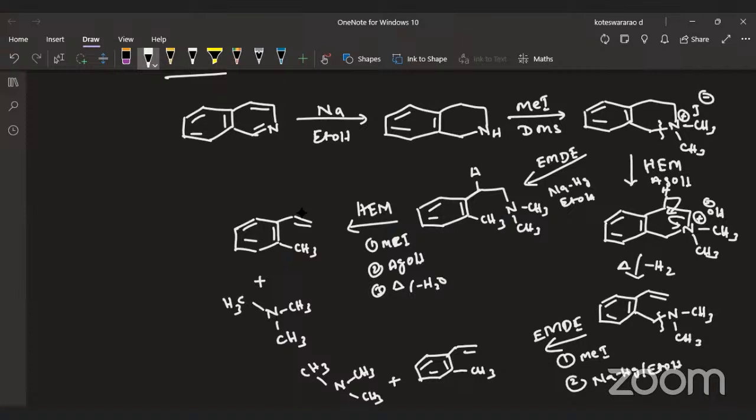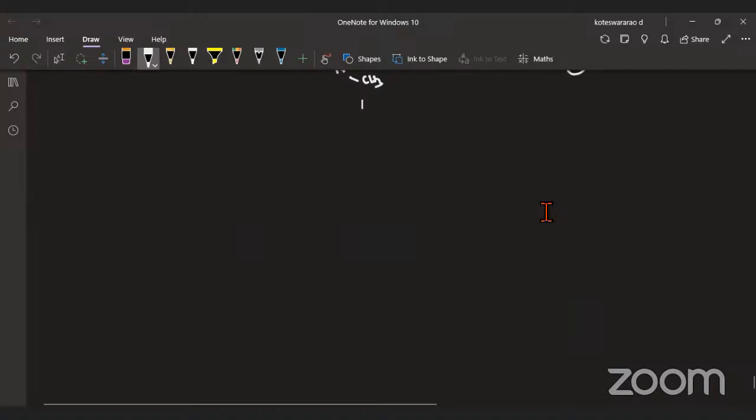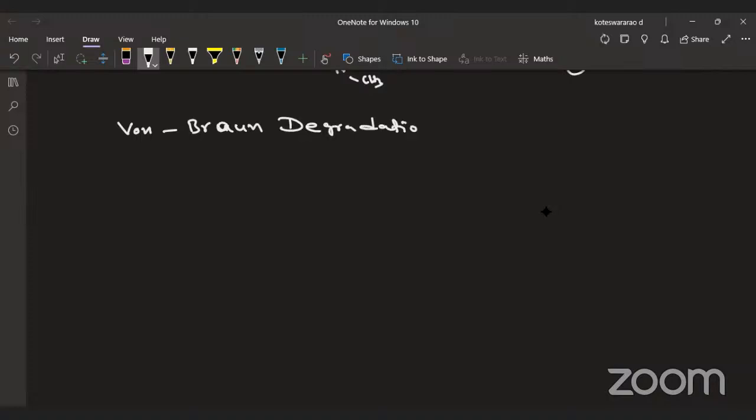Only Emde degradation is helpful when the beta hydrogens are absent and the heterocyclic ring is present in the alkaloid. Next, coming to the von Braun degradation. The first one in this is the von Braun cyanogen bromide degradation.